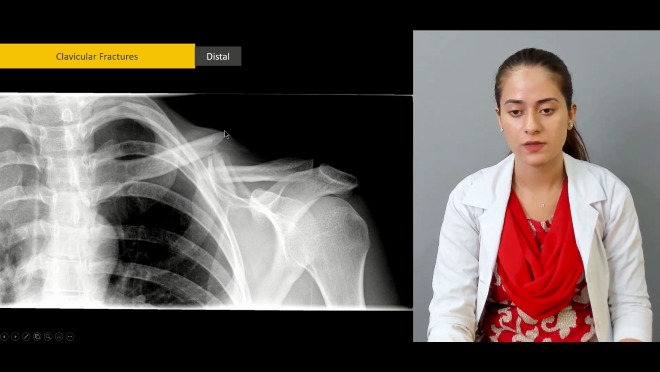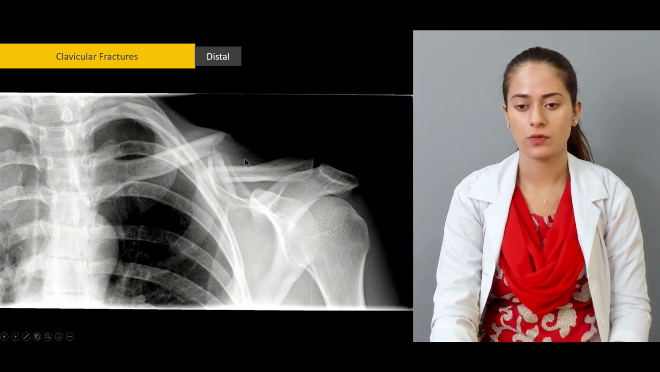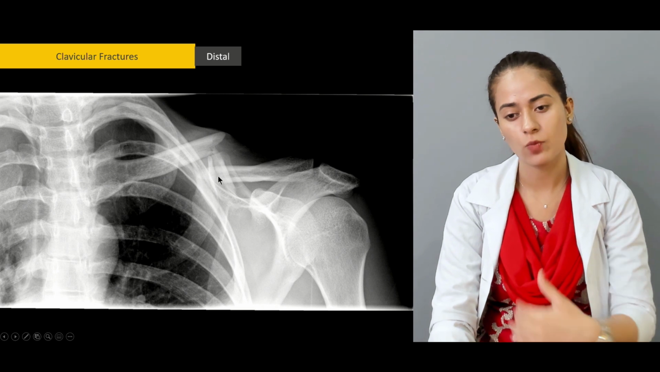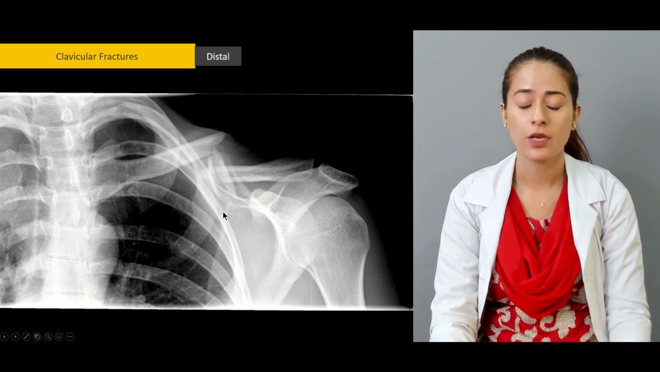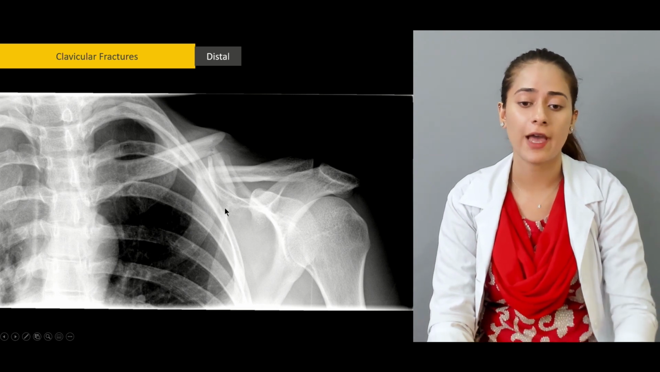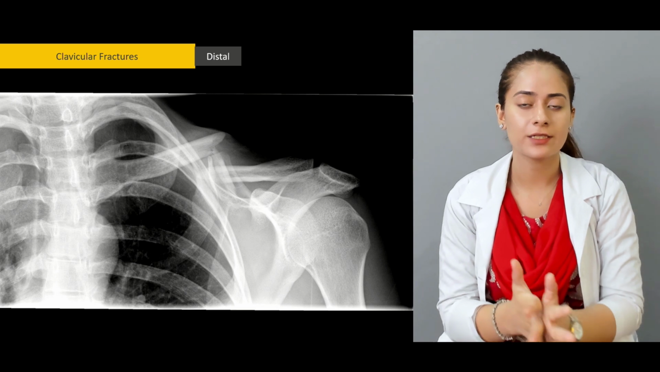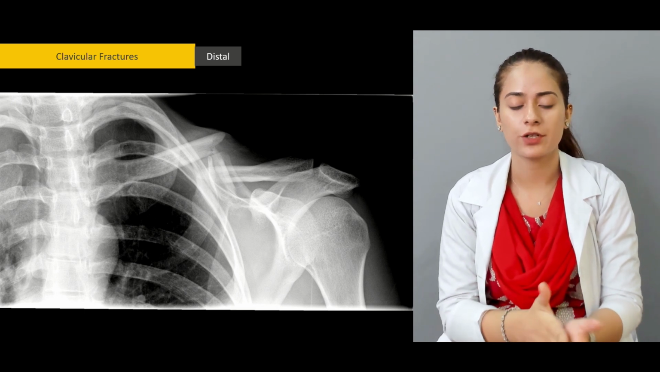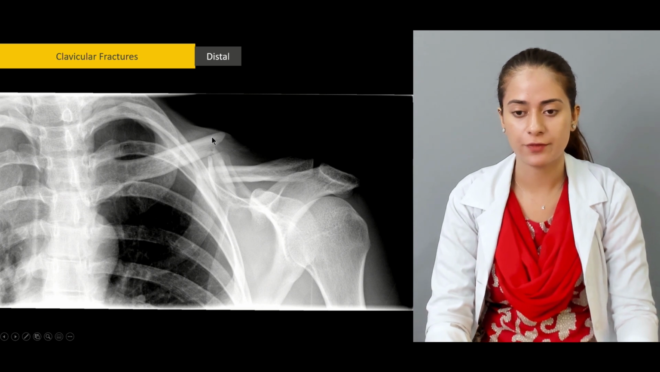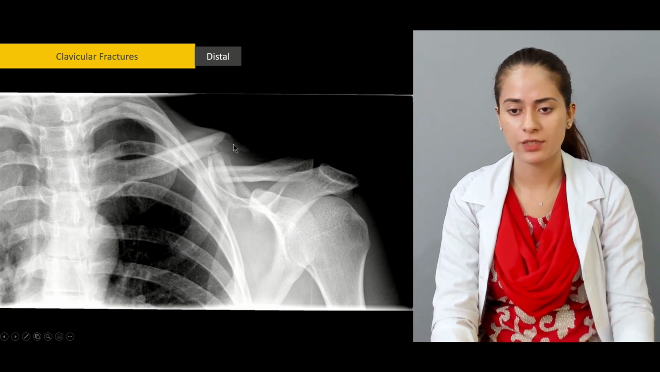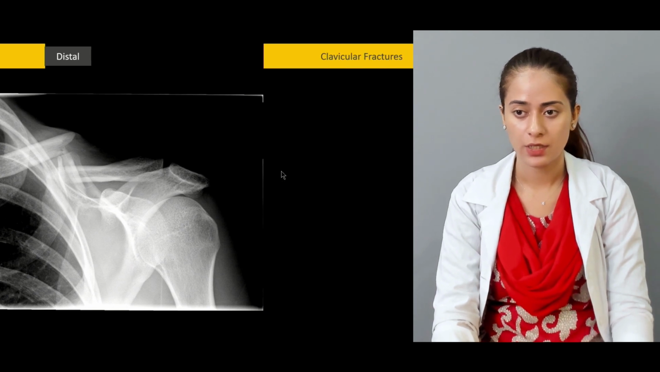but there are no fragments seen, or we need more views to actually rule out if there are any fragments. So it's very important to have multiple views of the similar fracture site to diagnose better. But here it seems that this is an irregular fracture with no dislodged fragments. So it's a clavicular fracture here.